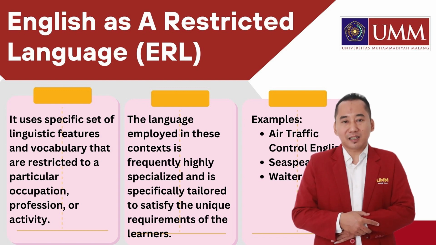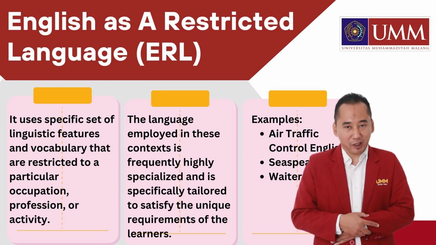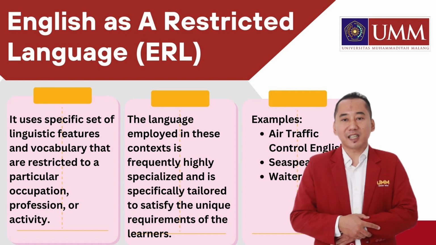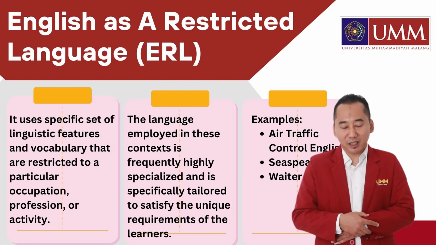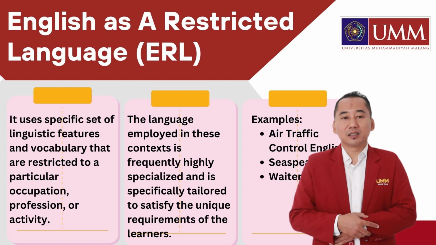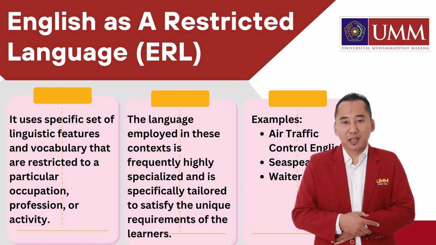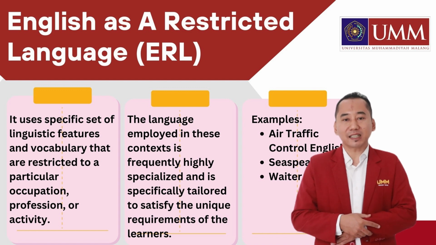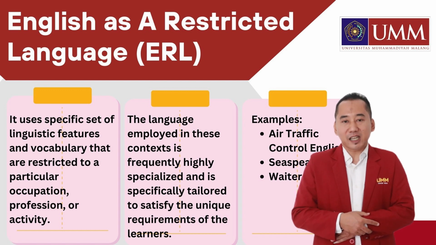Key features of English as a restricted language include limited vocabulary. It uses a carefully selected set of words. Simplified grammar: complex structures are avoided in favor of simpler, standardized phrases. Reduced ambiguity: the restricted nature of the language aims to minimize misunderstandings. The last one, domain-specific focus, is tailored to the needs of a particular industry or field. Examples of ERL are air traffic control English, SeaSpeak, and waiters' English.